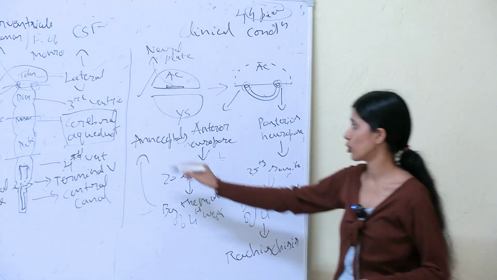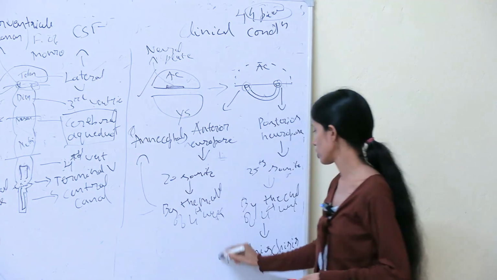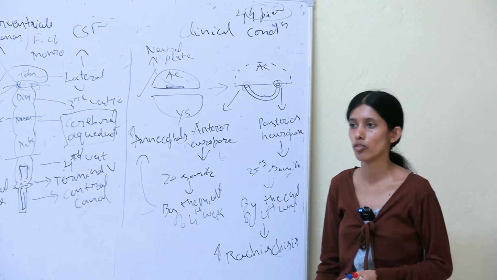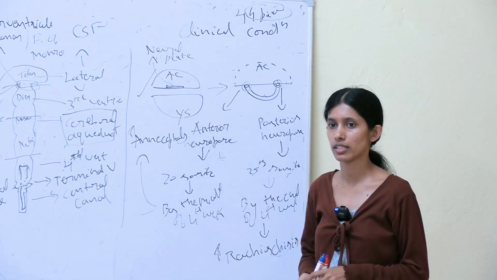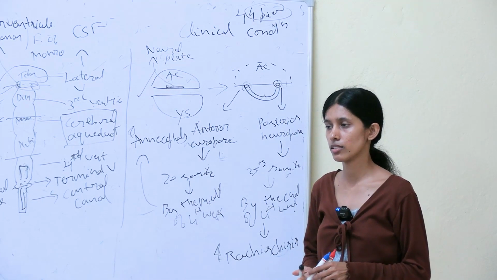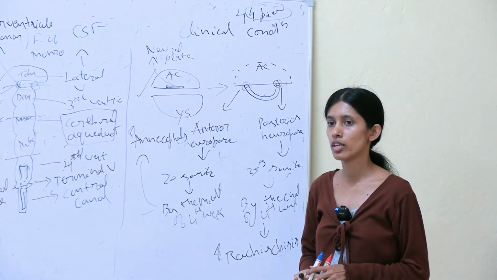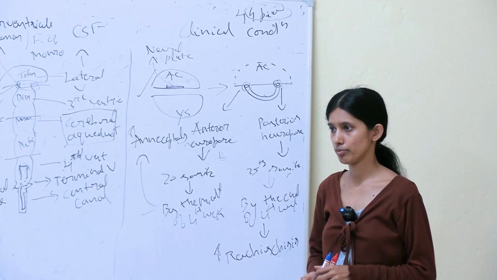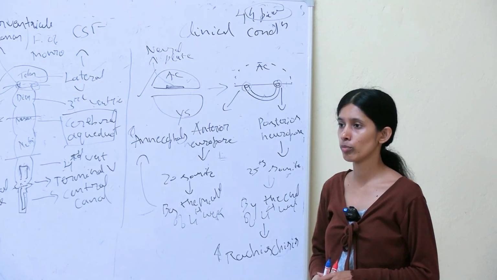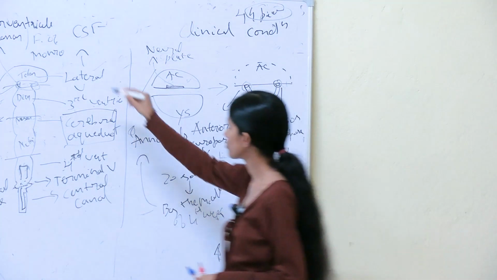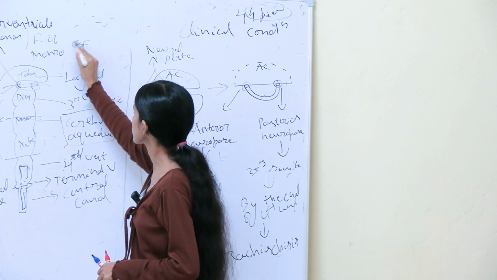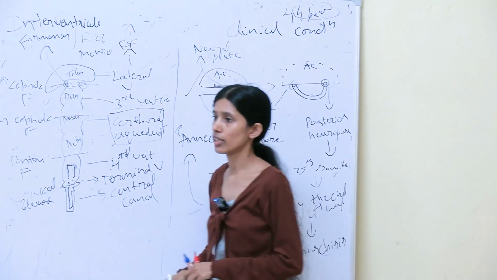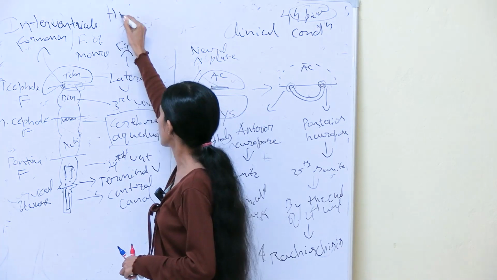Okay, these are the two important clinical conditions you should remember for the defects of neural tube. Okay, the first one is anencephaly and the second one is rachischisis. It is the severe form of your spina bifida. Okay, we have one more important condition called hydrocephalus.